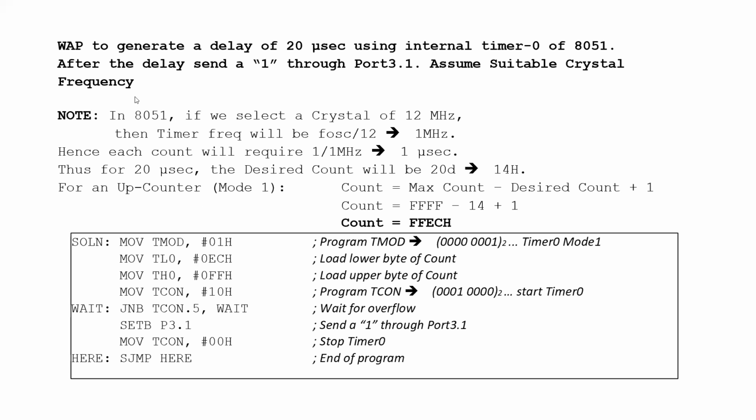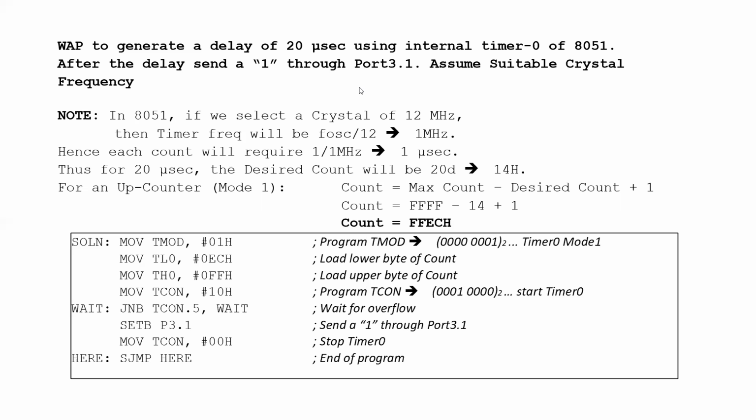So here it is the programming of timer. First, a simple program: write a program to generate a delay of 20 microseconds using internal timer 0 of 8051. After the delay, send a 1 through port 3.1. Assume a suitable crystal frequency.